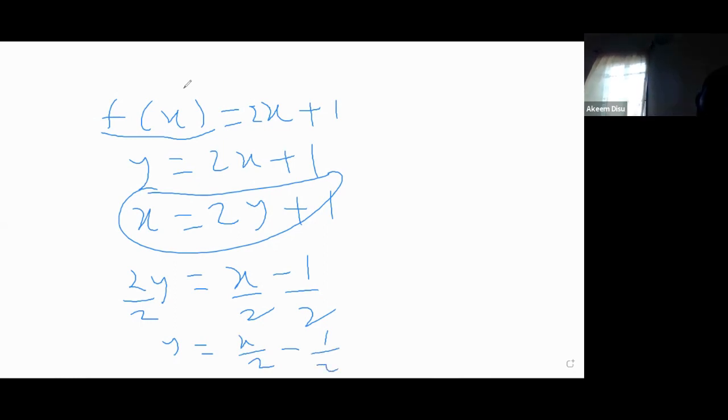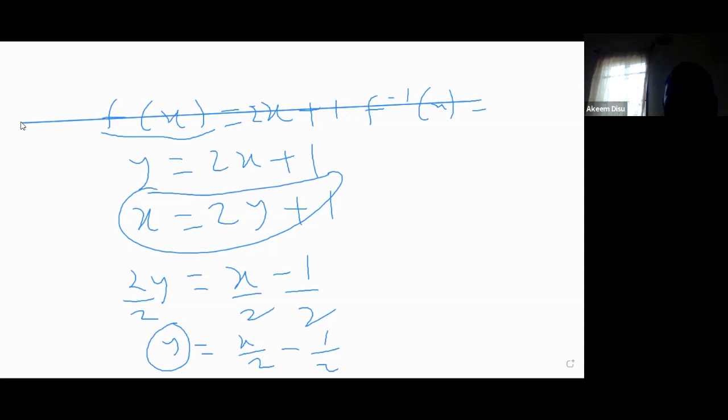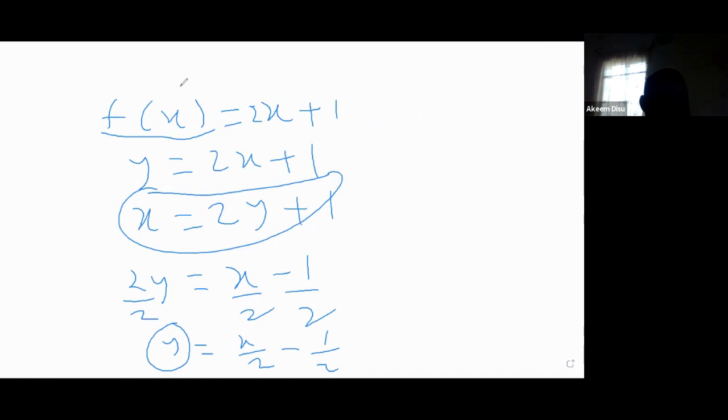Then we find the inverse. Then we now replace this y here by f raised to power minus 1 of x. I hope you can see what I'm doing. Let me clean this place. Then we now replace this y by f raised to power minus 1 of x, which is equal to x over 2 minus 1 over 2. This is the inverse of f of x.